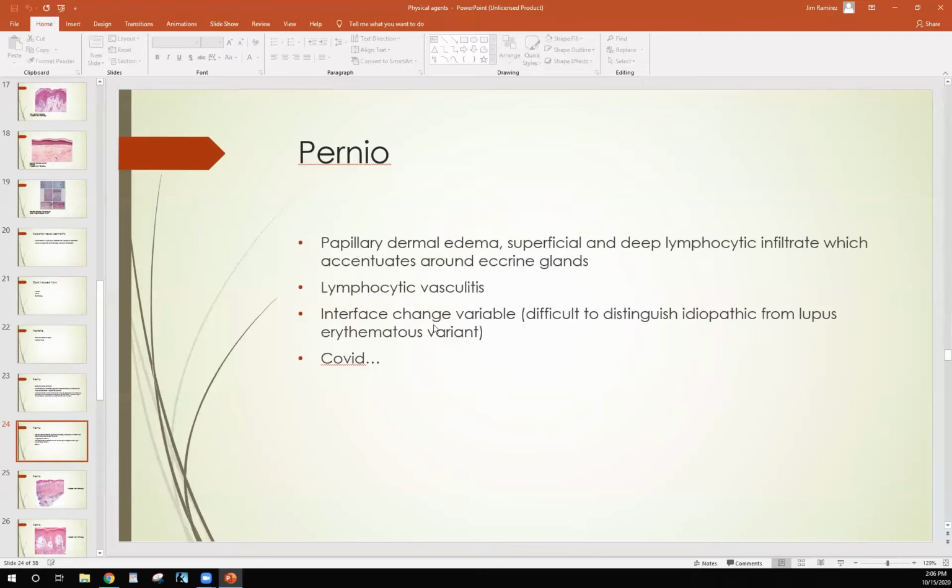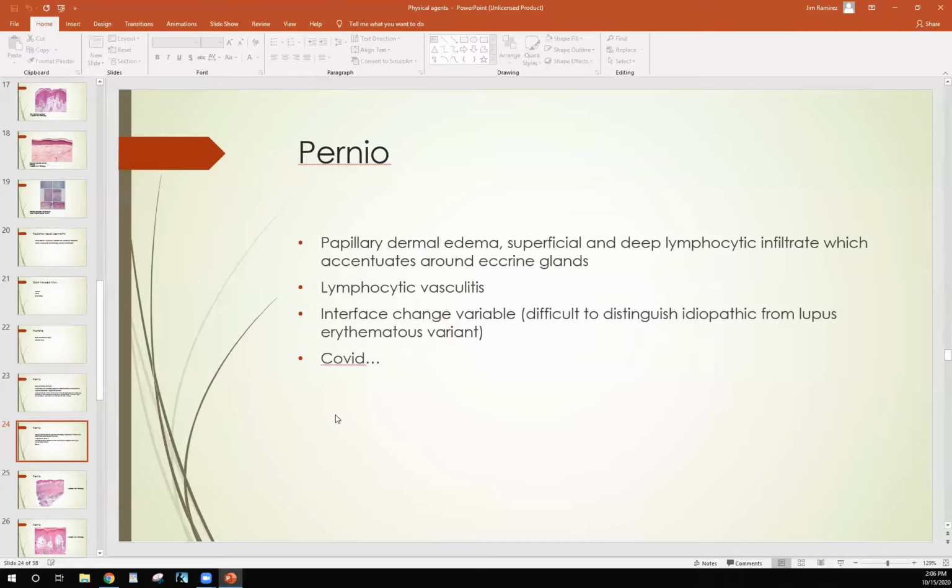Lymphocytic vasculitis, often you'll see endothelial swelling of the endothelial cells in vessel walls. It's sort of a harder thing to see, but it is something to be aware of. And the interface change is variable. There are some schools of thought that say that maybe you can use interface to tell the difference between idiopathic Pernio and lupus Pernio, although I think that that's probably a very difficult thing to do. Ultimately, you're going to have to rely on the clinical findings and the serologic findings as well.